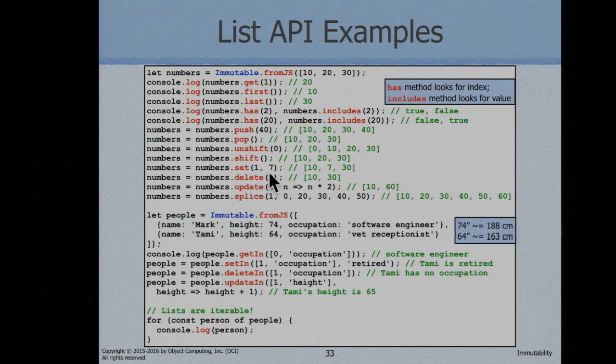I could set a value at a particular index, delete what was there. I've got update, so it's going to look up the value at index 1 in this example, pass it into this function where I calculate what the new value is going to be. So I took this value 30 and multiplied it by 2 to get the 60. And then if I want to remove things from the middle of it or add things in the middle, then I use splice, just like you do with arrays.